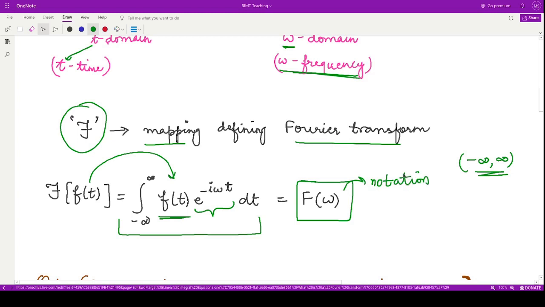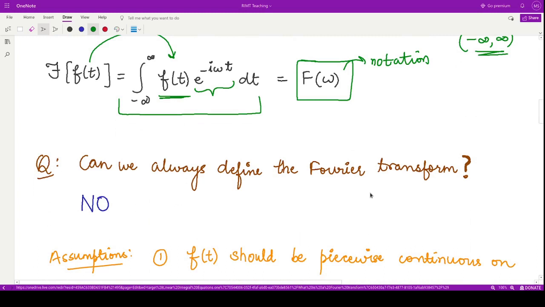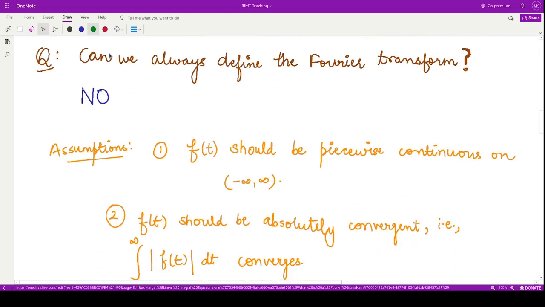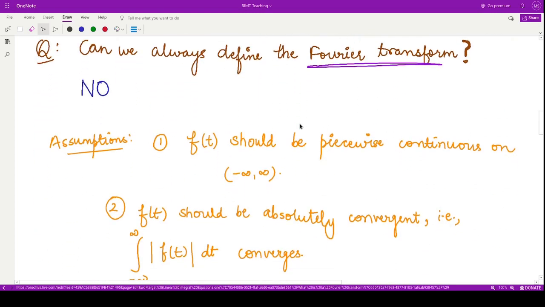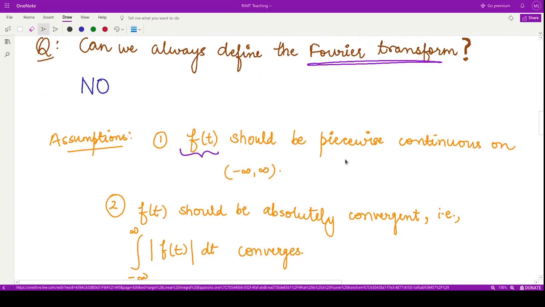After learning what this Fourier transform is, there is a question: can we always use this kind of transformation for any kind of function? The answer is no. Why? Because the given function should be piecewise continuous. What do we mean by piecewise continuous? It could be continuous within some breaks. There should be only a finite number of points where you can see discontinuity. Those points should be finite in number. That means it should be continuous in pieces.